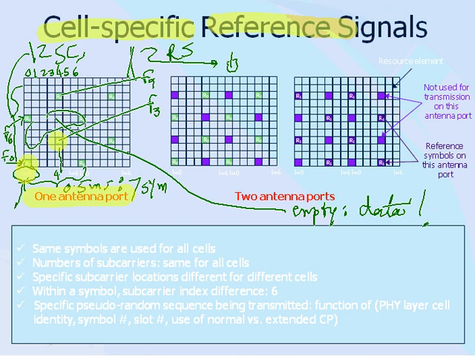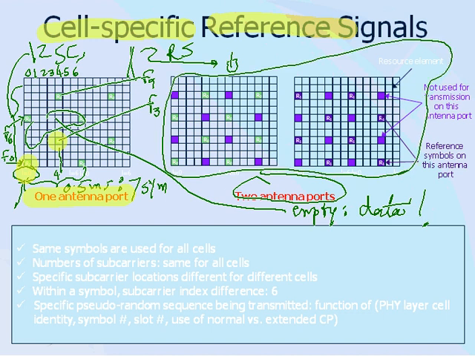Similarly, if we have multi-antenna transmission, 2 antenna ports, then this picture will tell you which subcarrier and symbol will carry the reference signal from both the antennas. We support up to 4 antennas. So the standard defines the symbols and the subcarriers for all the 4 antennas.